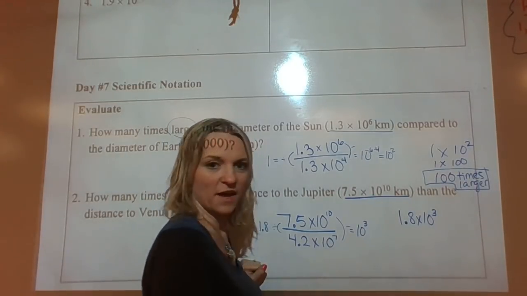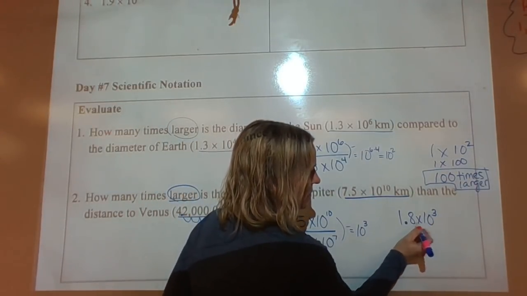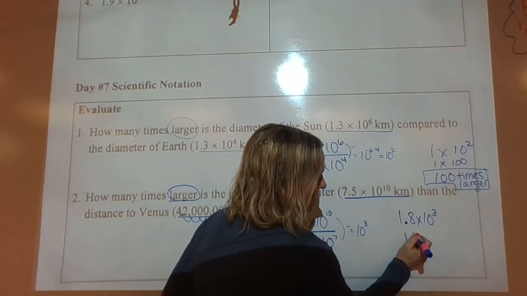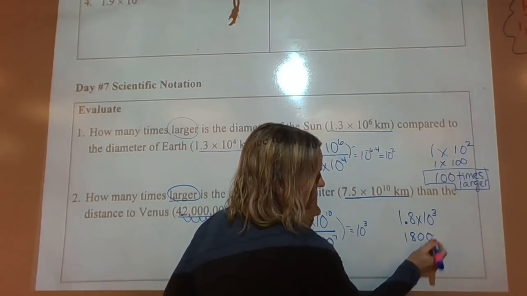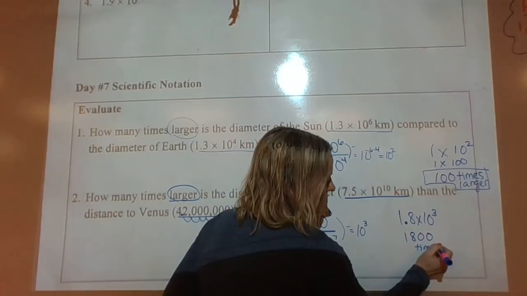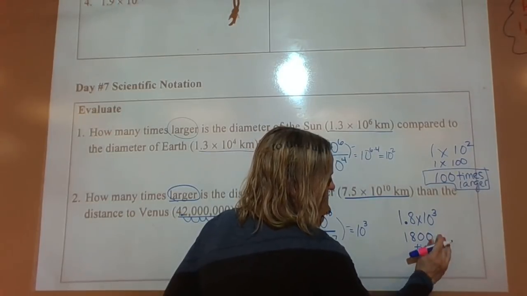But again, I want to write that as an actual number. So what would that be? Well, multiplying by 10 to the 3rd power is just going to move my decimal 3 places over. So 1, 2, 3, right? 1, 2, 3. So it's 1,800 times larger, or farther, I guess it was.